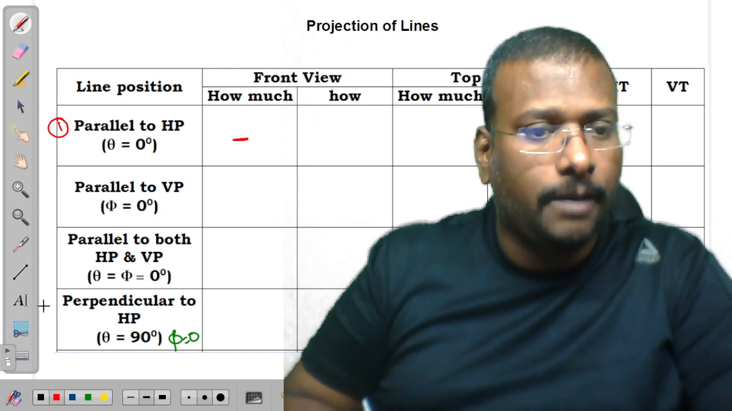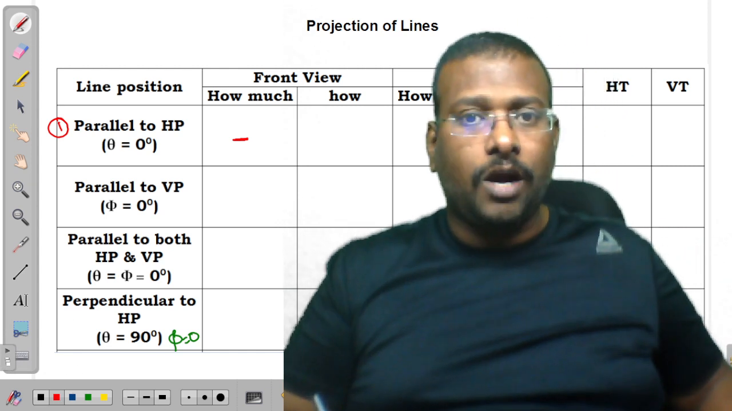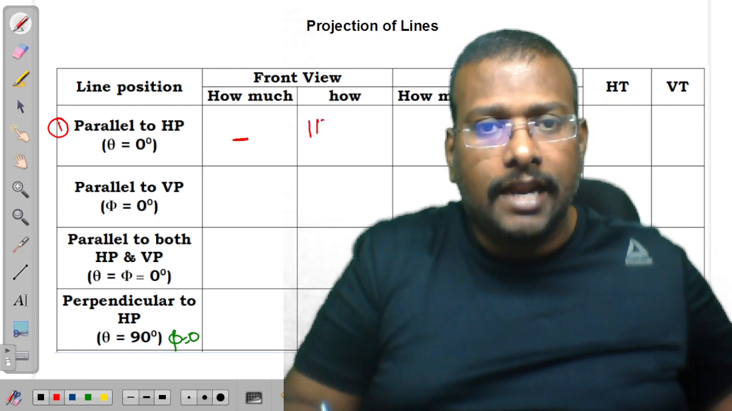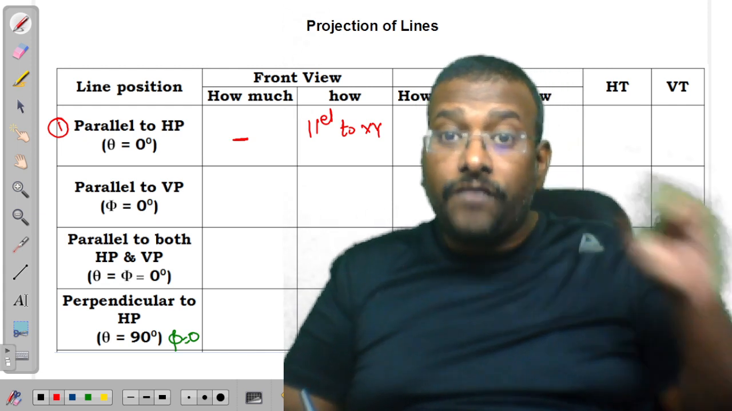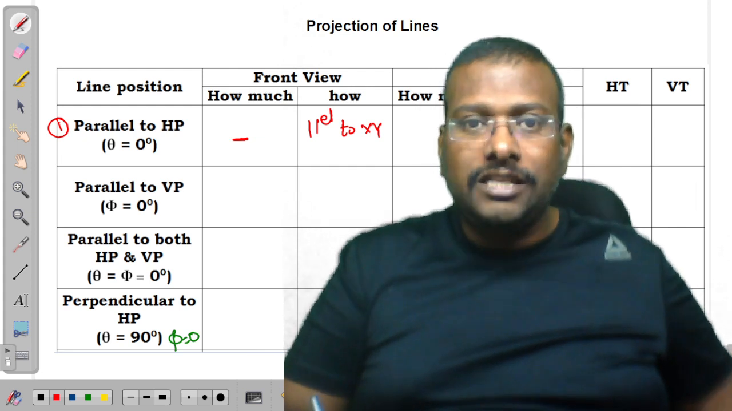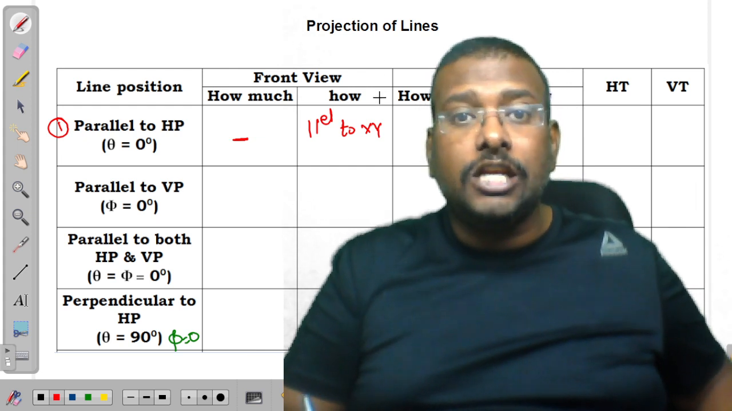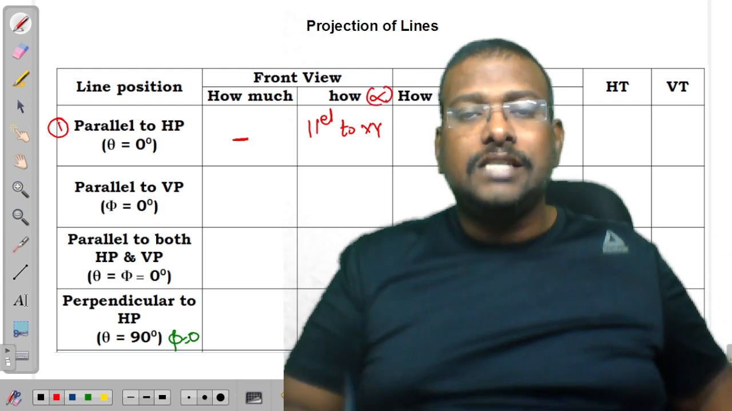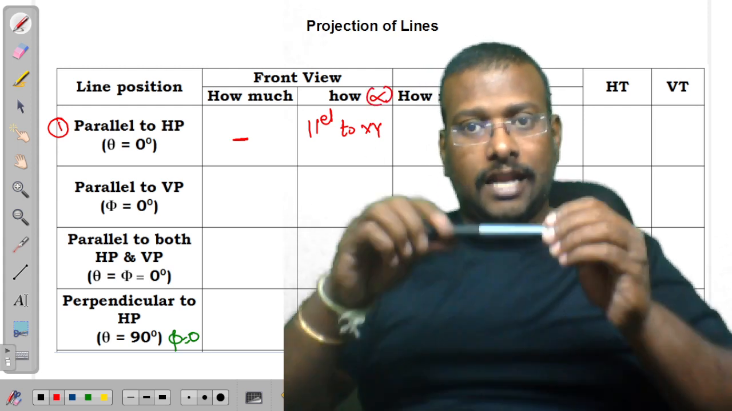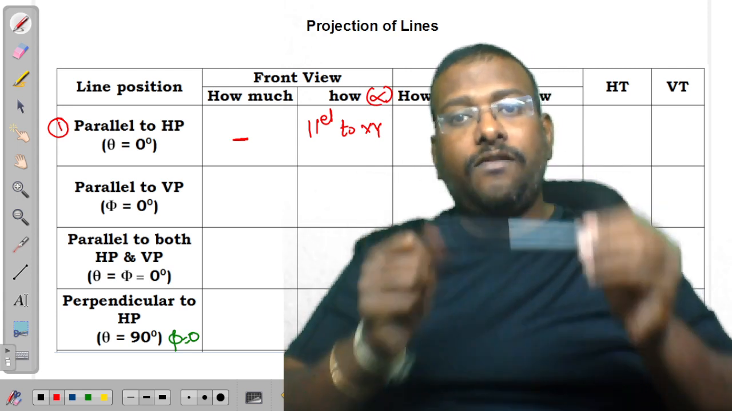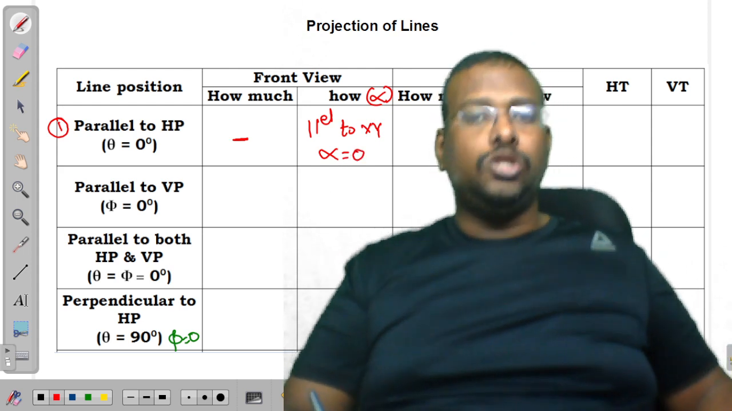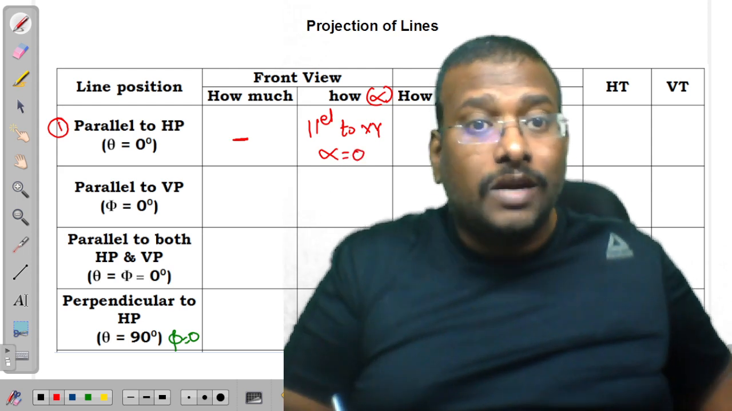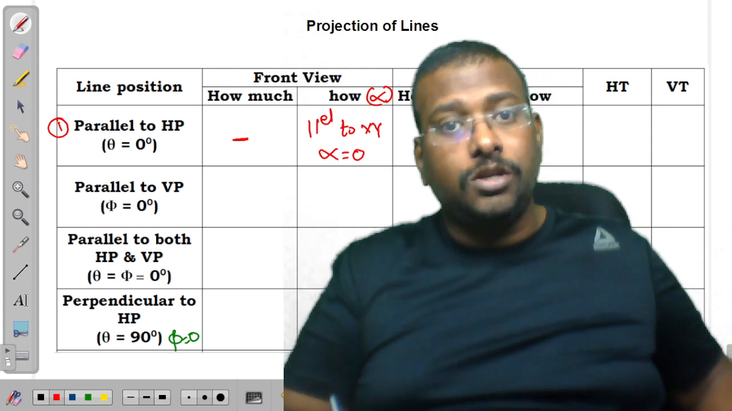So what statement do we have to write here? We have to write that it is parallel to the XY line, but we should not use this terminology. Why, sir? Because the front view inclination, how it is, is nothing but the inclination alpha. It is related to alpha. So once the line is parallel to the XY line, alpha is 0. So we have to consider alpha as 0. Once theta is 0, alpha is also 0 in this case.